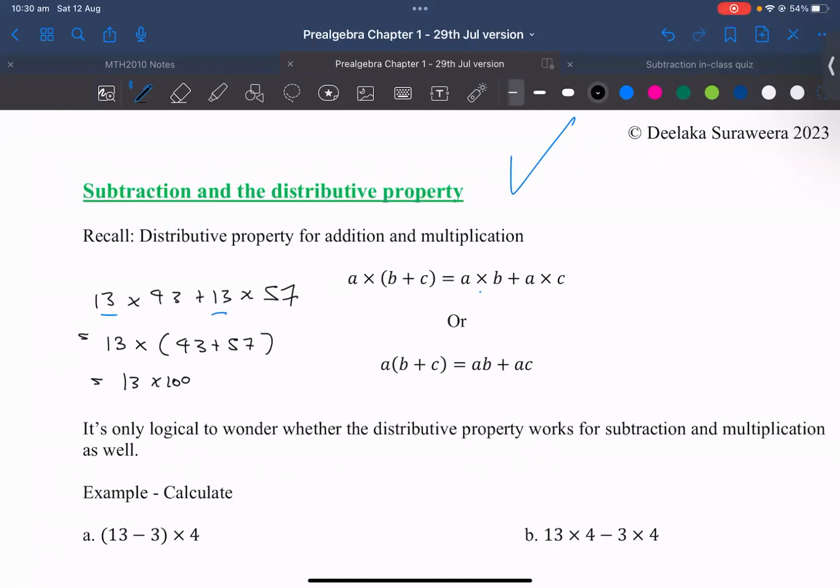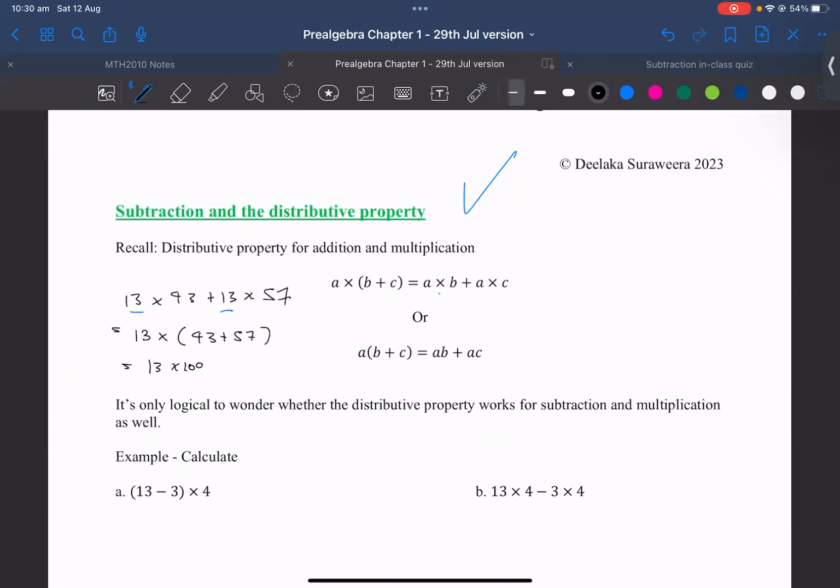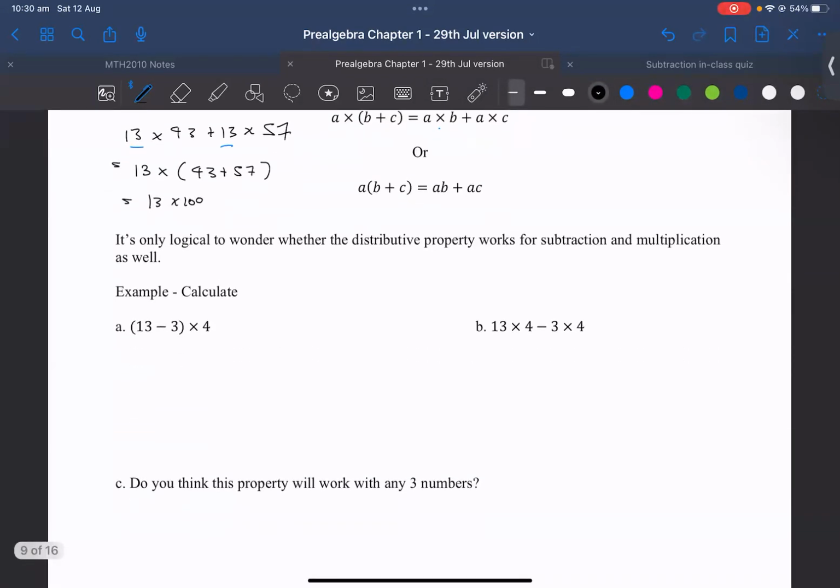Since we know that the distributive property works for addition, it's only logical to check whether the distributive property works for subtraction. And if it does, it can be useful. We can save a lot of time. We're going to do a few problems related to that now. So we're going to calculate 13 minus 3 times 4.